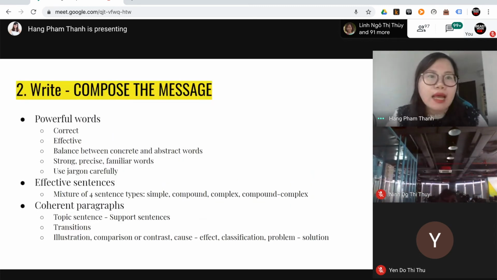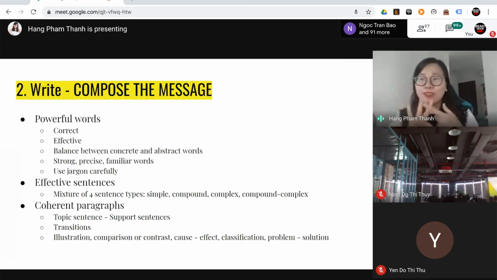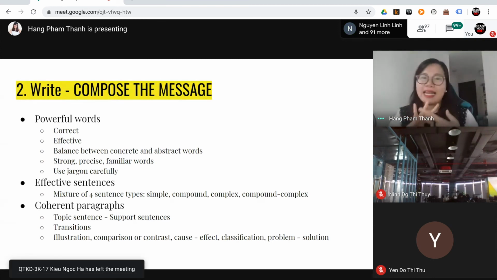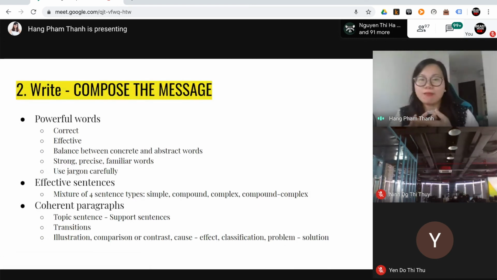Okay, the second step in writing is composing the message, writing the message. Composing the message will depend on three levels. First one, choosing powerful words, right? Then forming effective sentences. And last one is to write coherent paragraphs. Any piece of writing is based on these three levels: powerful words, then effective sentences, then coherent paragraphs. Then when we put it all together, it will make a good writing.